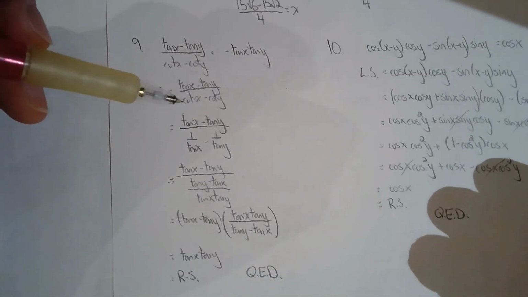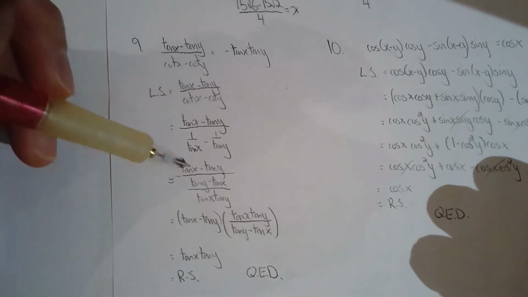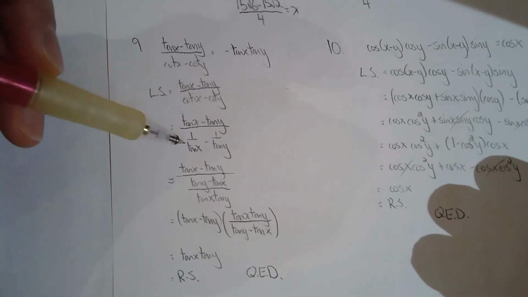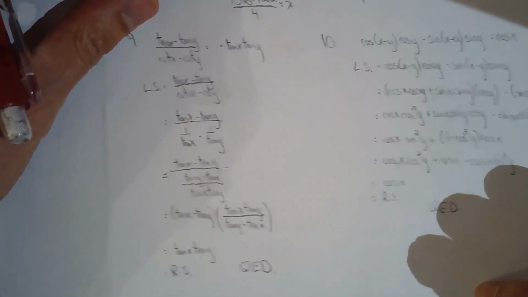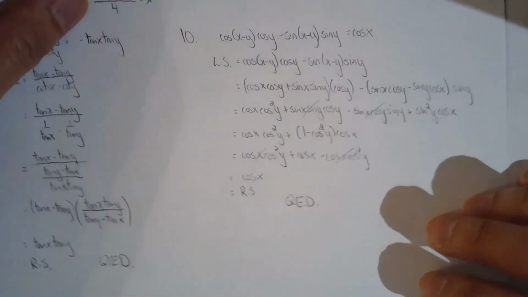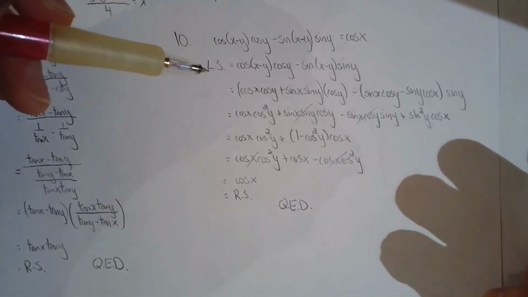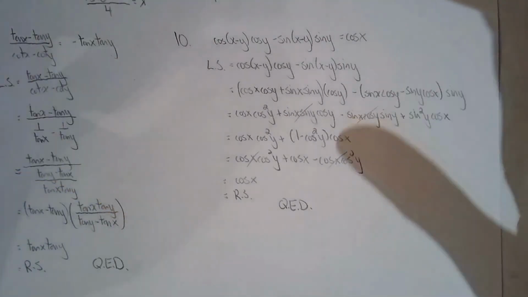But all you have to do is use the reciprocal trig identity, cotan x is 1 over tan x, and then simplify, simplify, simplify, and then you'll get there. Not much to say. Okay, number 10, they ask if it is an identity, so I tried to prove it, and I was able to prove it, so it is an identity.